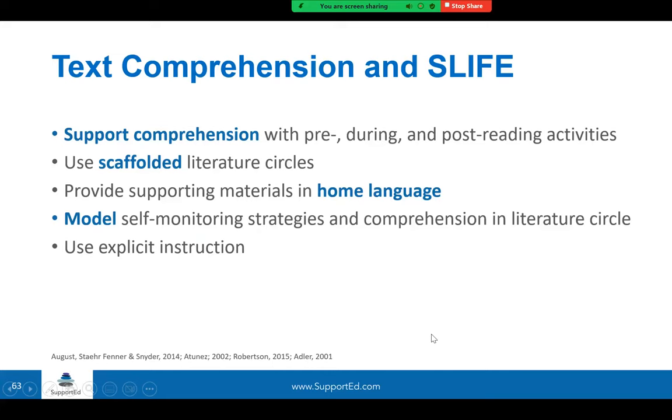Text comprehension with SLIFE is very important, supporting their comprehension pre-reading, during reading, and post-reading through scaffolded literature circles. You can also provide supporting materials in their home language, modeling those self-monitoring strategies of not only do you read the words on the page, but you think about what you're reading as you read it. This really supports students to go from that oral culture of learning to a more written culture, and the use of explicit instruction.